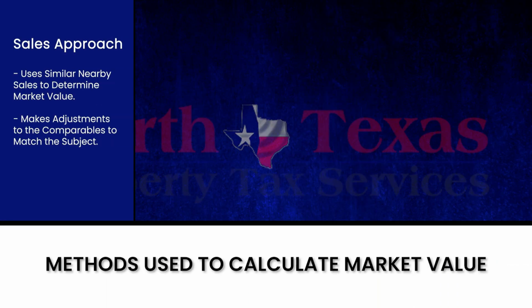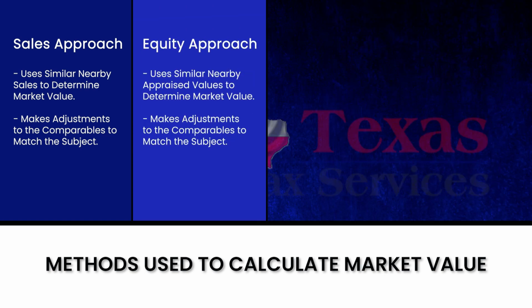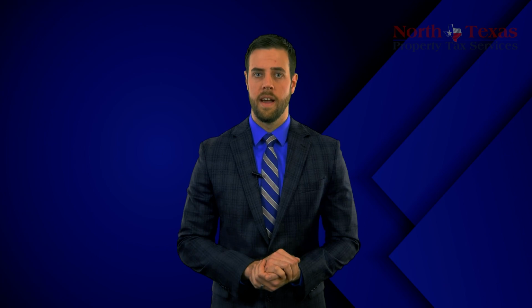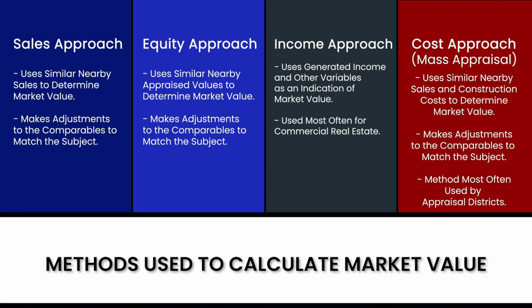First, you have the sales approach, using nearby similar property sales and adjusting those comps to the subject. Second, you have the equity approach, using nearby similar property appraised values and adjusting those comps to the subject. Third, you have the income approach, using generated income and other variables as an indication of market value. This is typically reserved for commercial real estate. And then finally, you have the Mass Appraisal Model, using nearby sales and construction costs to build a statistical model.